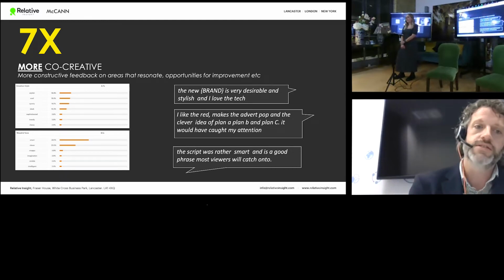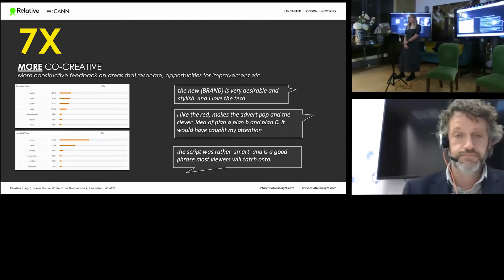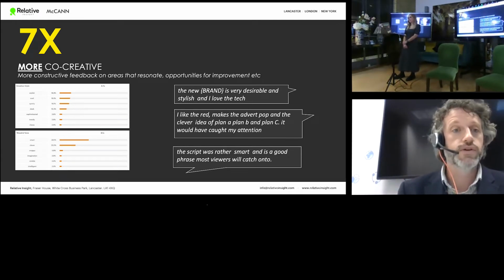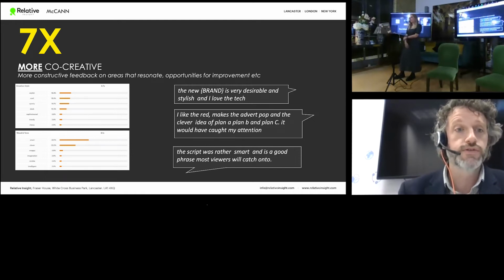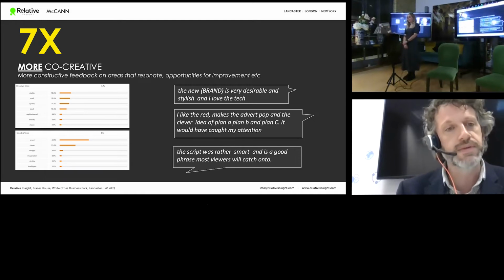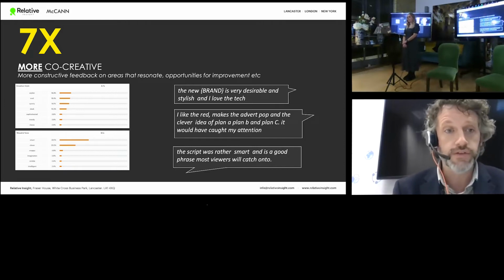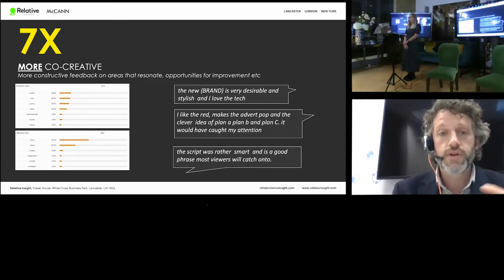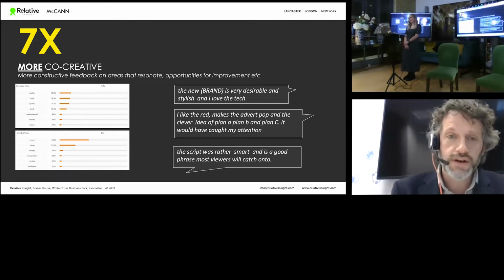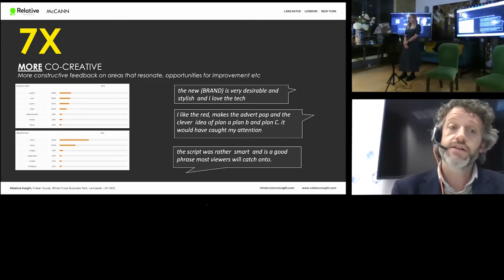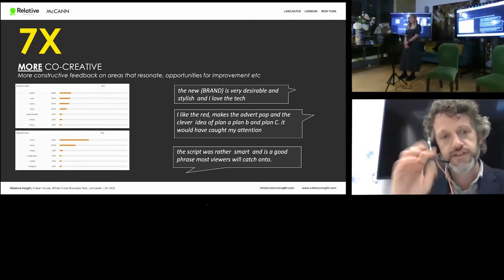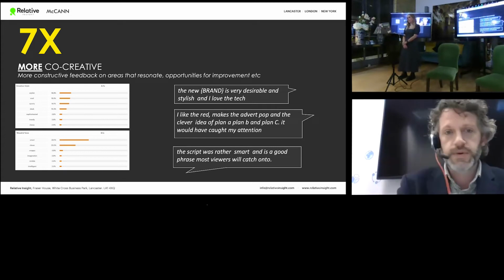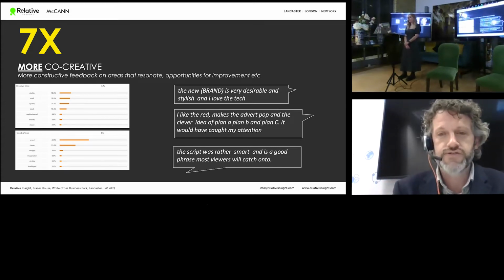When you're in pre-production and you need robust big data still to make decisions, what you actually need is people being co-creative. And what we found was that people were 7 times more likely to use co-creative language. And by co-creative, we mean that they were engaging, giving feedback on the mood and tone, the creative style, what they liked, what they felt could be improved, what grabbed their attention, what caught their eye. And sharing this with a creative team and with a client at this early stage allows them to say, oh, brilliant. Actually, for this particular methodology, we can tweak this, we can improve the colors, we can address the script.